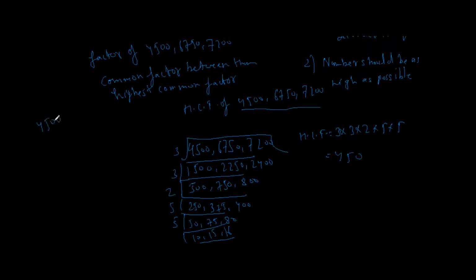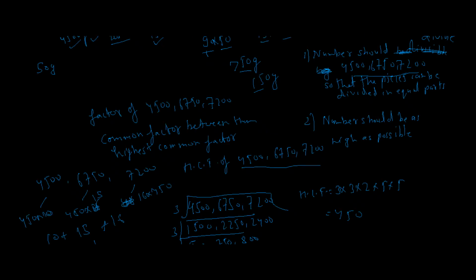So 450 will result in 4500 being divided into 10 parts, 6750 being divided into 15 parts, and 7200 being divided into 16 parts. 16 into 450 is 7200. So total pieces of cake I will have is 10 plus 15 plus 16, that is 41.